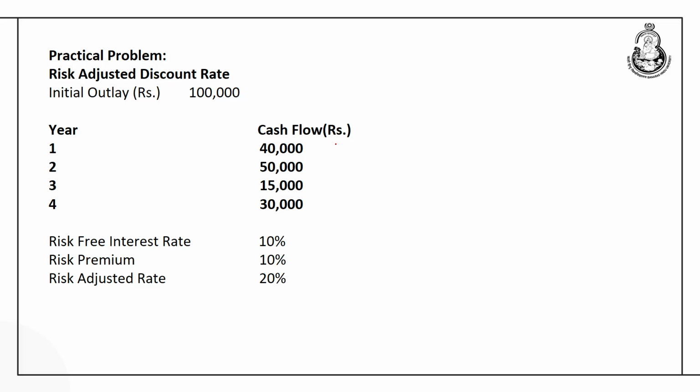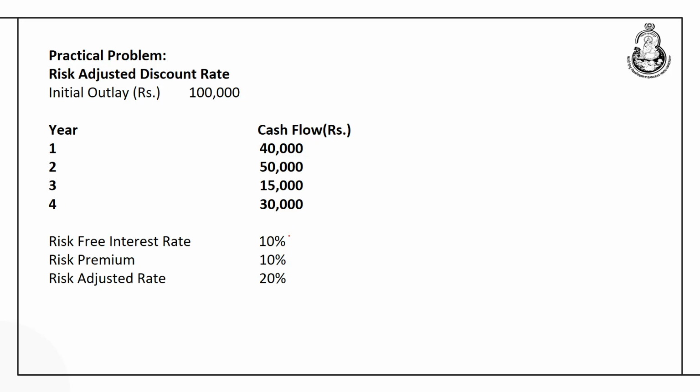Similarly, we can also use the profitability index method, where the present value of cash inflows would be divided by the initial investment. Now, look at the problem where we can understand how exactly the RADR method is used in practical situations. In this problem, the initial outlay is rupees 1 lakh, where the project is giving 40,000, 50,000, 15,000 and 30,000 in the next 4 years.